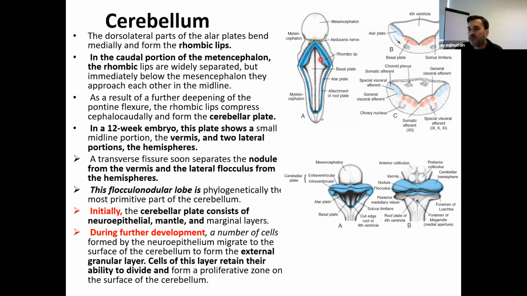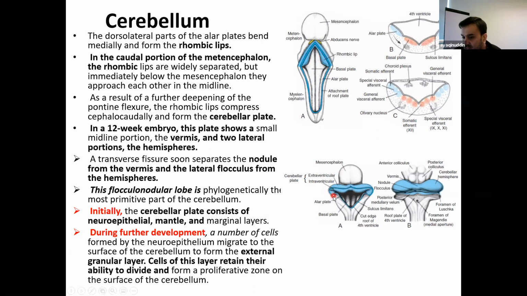So around the 12th week of intrauterine life, you would start to see this cerebellar plate, and this cerebellar plate shows a central portion, which is the vermis, and the two lateral portions, which are the cerebellar hemispheres. And then a transverse fissure soon would separate the nodule from the vermis and form the lateral flocculus, or flocculonodular lobe, which is the primitive lobe which you are seeing here.